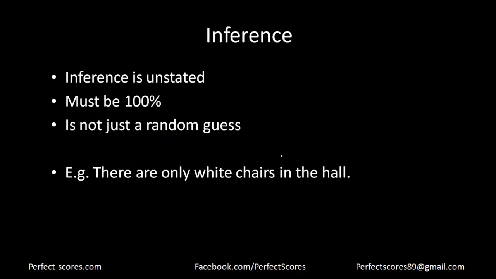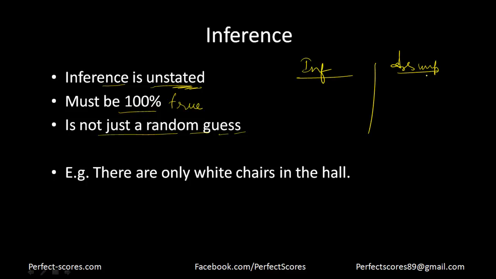Let's go to the next type of question, which is the inference kind of question. Now, a few things about inferences: first of all, inference is always unstated. It is never mentioned. It must be 100% true, and it is not just a random guess. The difference between inference and assumption is that both of them are correct, but assumption is very important for the conclusion to be correct, while inference is not so important. That means without the inference also, the argument is still correct.